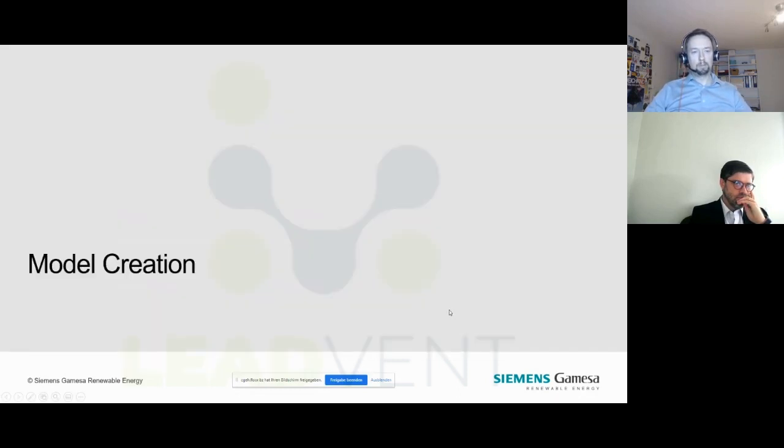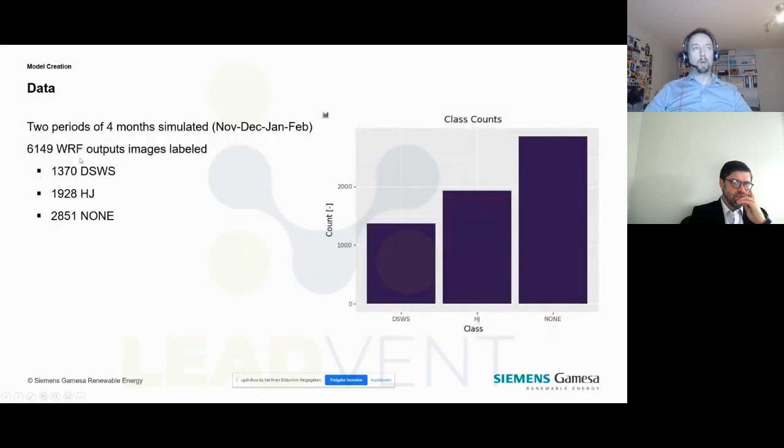Now I want to speak a bit more about the model creation. And one very important aspect here is the data. I have shortly touched on that. We had more than 6,000 different images. And one question that you have to ask yourself is, is the data that you're working with balanced? And you can see it's not perfectly balanced. We have one majority class with roughly 46% of all observations.